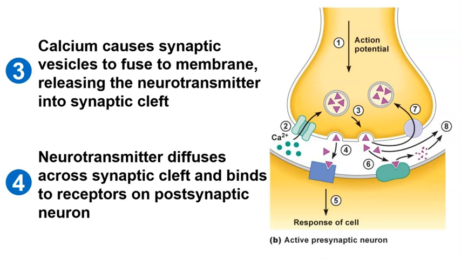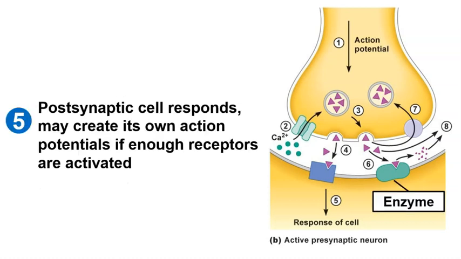And upon diffusing, it will bind to receptors that are very specific for that neurotransmitter. These receptors may be located on the dendrites or even on the soma of the receiving neuron, that is the postsynaptic neuron. That receptor will then become activated as a result of the neurotransmitter binding to it. The receiving neuron, which is the postsynaptic neuron, will then go on to create its own action potentials in response to the activation of the receptors. So if enough receptors are activated, then the receiving cell will likely fire an action potential as a result. However, if only a few receptors are activated, that may not be a strong enough stimulus to reach that critical threshold point for generating action potentials.